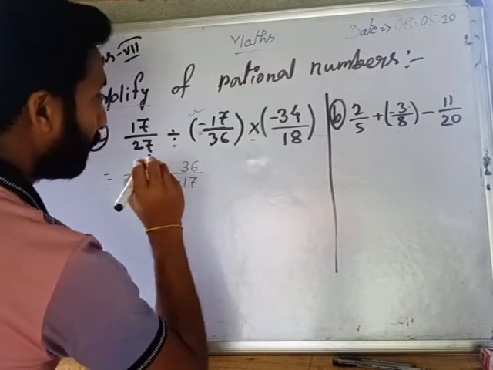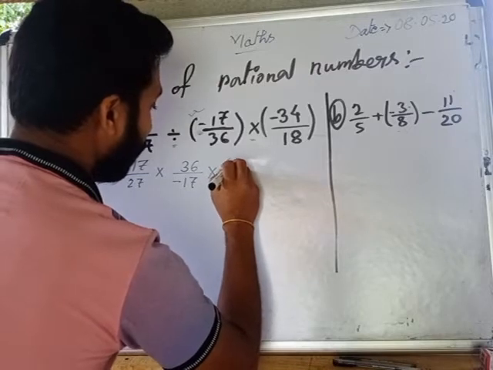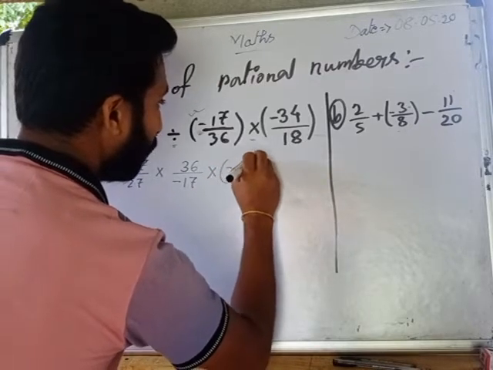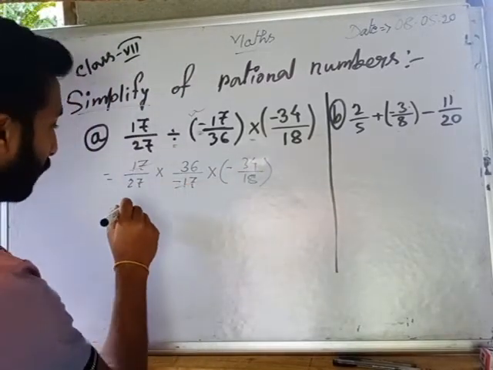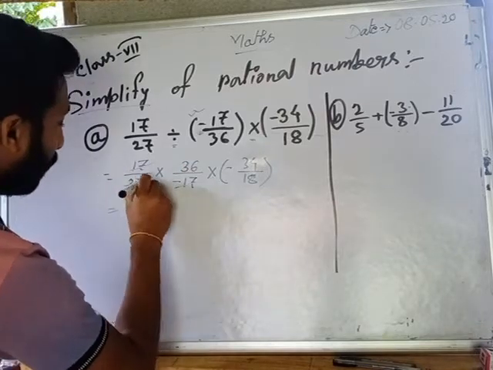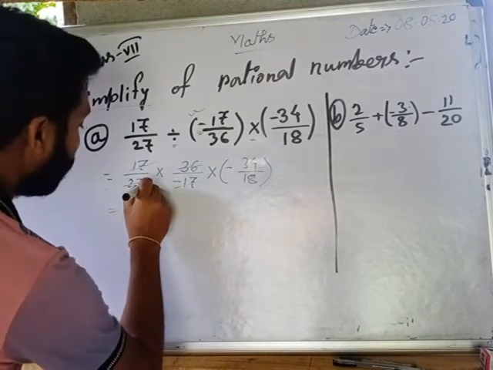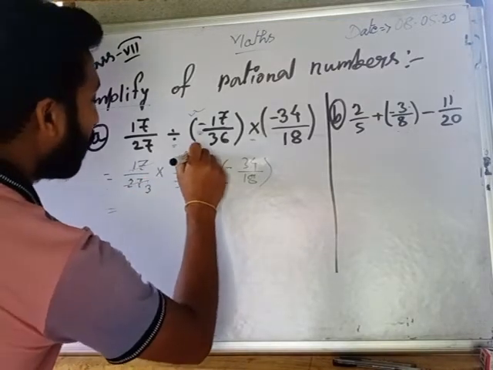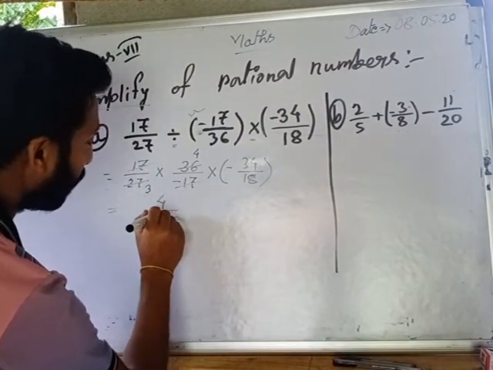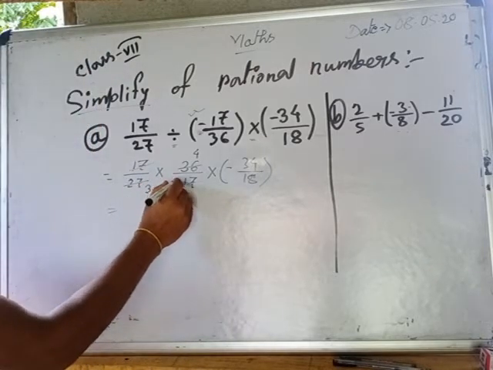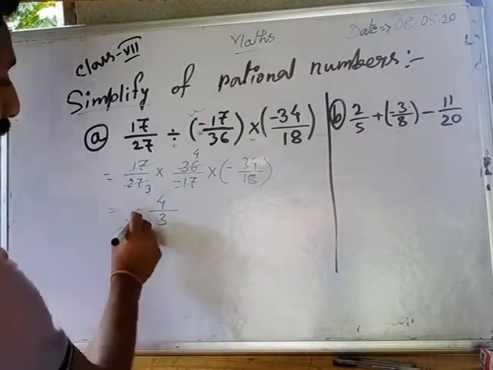Minus 17. Okay, multiply minus 34 by 18. 17, I did 17. 27 and 36, all of these numbers are divisible by 9. 3 9s are 27, 4 9s are 36. So we should write here 4 as a numerator and 3 as a denominator. And here is minus and here is plus. That means plus minus. If plus minus multiply, that is also minus.